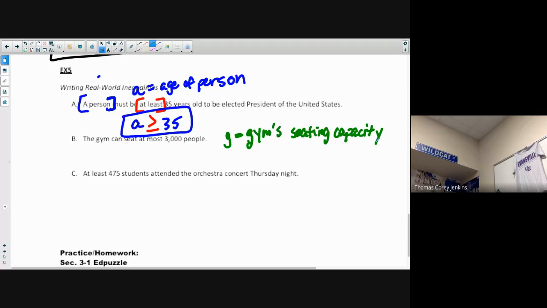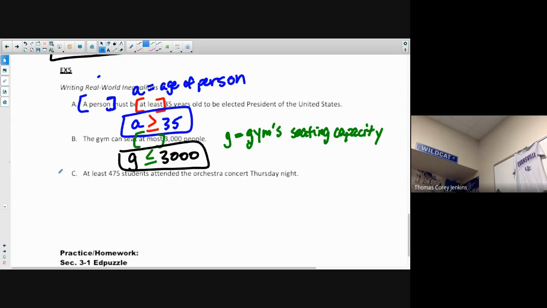Okay, so on this one we have at most. Sounds similar to at least, but it means something different, right? So if I'm not sure what the inequality symbol is, think about it, right? So could I have 3,000? Sounds like, yeah, we could have up to 3,000. Could I have 3,500? No, not if we can have at most 3,000 people. Could I have 2,500? Yes, right? So on this one, this would be less than or equal to. All right, so we would just finish it out. G is less than or equal to whatever our boundary is, in this case, 3,000.